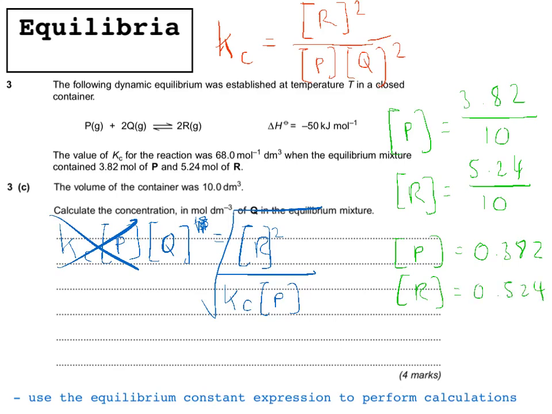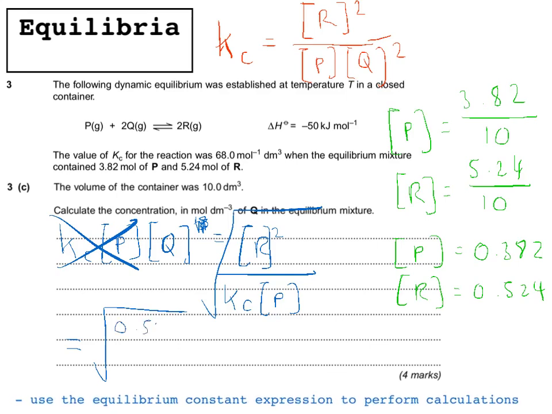Now, if we put those into the expression to work out the value of Q, it's going to equal the square root of 0.524 squared divided by the value for Kc, which is 68, times the concentration of P, which is 0.382. And that will give you a value of 0.103. Then remember to put units, and it's going to be moles per dm cubed.